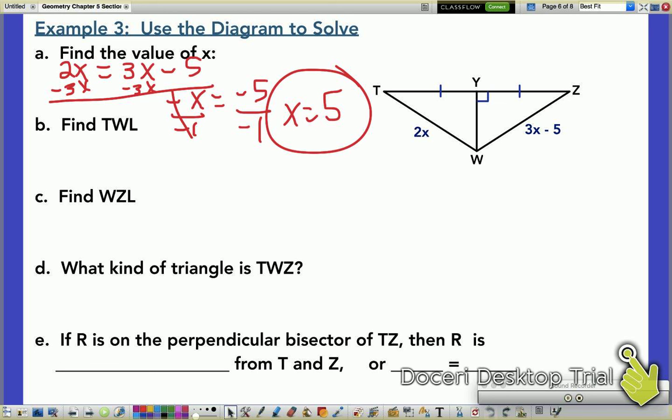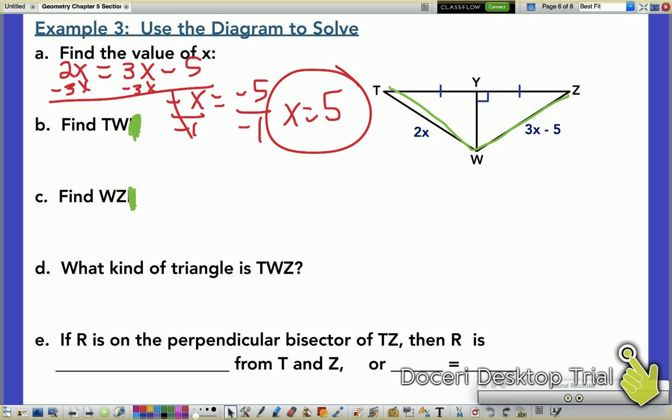Now find TWL. Well, that's fantastic because there's no L. I don't even know why there's an L there. That's just bizarre. That's weird. So we want to find the side lengths TW and WZ.